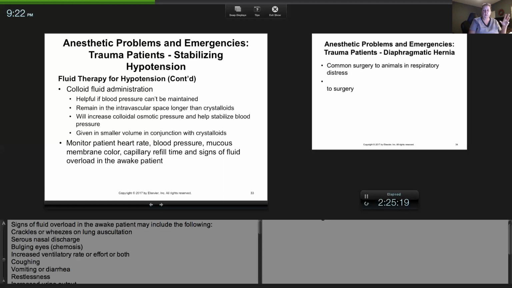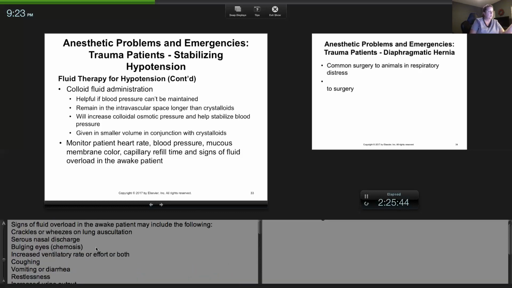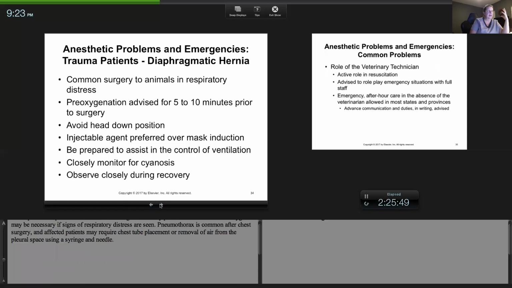You're going to watch their color, and if they're awake, look for the signs of fluid overload. You've had this lecture: the chemosis, crackles, edema, nasal discharge, excessive ocular discharge. So those are all signs that you're potentially overloading the patient. And here's some more: coughing, vomiting, restlessness. Okay, so those are all signs that, hey, maybe I'm giving too much here.